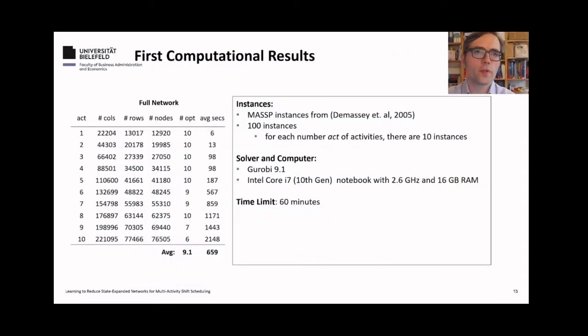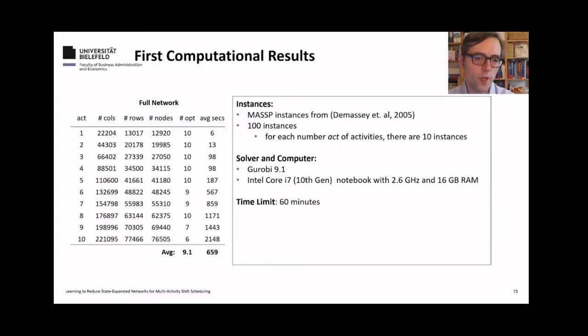Let us now review some first computational results with our approach. For these results, we used the instances from Demarçay et al. 2005. This is a set of multi-activity shift scheduling problem instances, which have been used in several previous papers. It consists of 100 instances and 10 instances per each number of activities from 1 to 10. To solve these instances, we used a standard notebook computer and Gurobi 9.1, and for the exact problem reported in this part of the table, we allowed a time limit of 60 minutes.